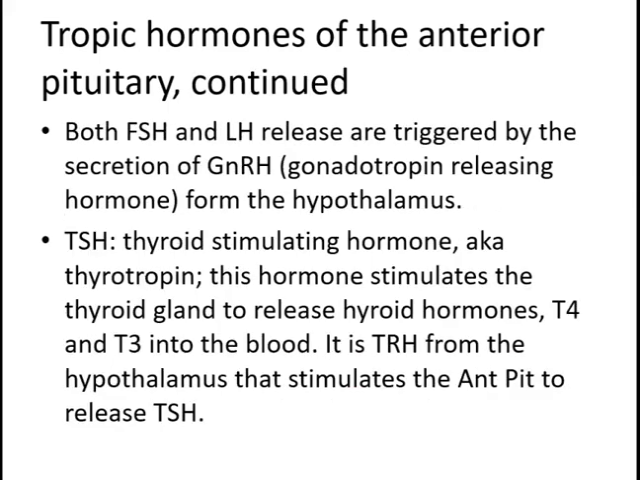Continuing with our trophic hormones for the anterior pituitary, both FSH and LH release are triggered by the secretion of GnRH, the gonadotropin-releasing hormone, from the hypothalamus. TSH, or the thyroid stimulating hormone, stimulates the thyroid gland to release the thyroid hormones T4 and T3 into the blood. It is the TRH from the hypothalamus that stimulates the anterior pituitary to release the TSH.